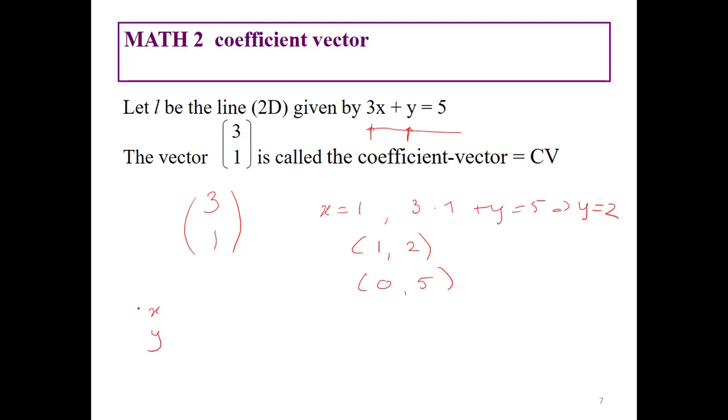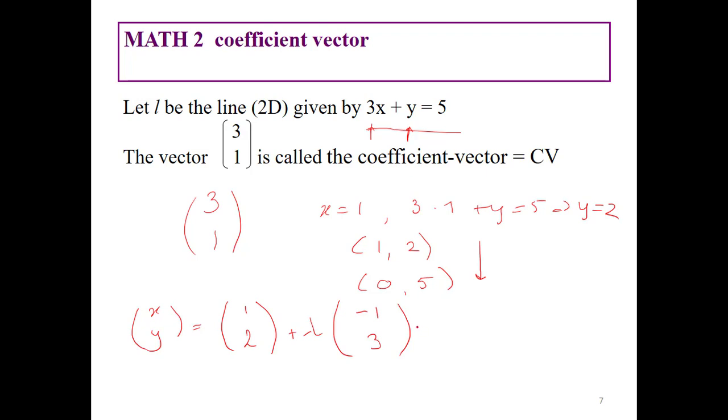So (x, y) would be a starting point. Let's just pick one of the two, the first one: 1, 2 plus lambda times the movement to go from 1, 2 to 0, 5. So I have to go minus 1 in the x direction and plus 3 in the y direction. This will give us the vector form.